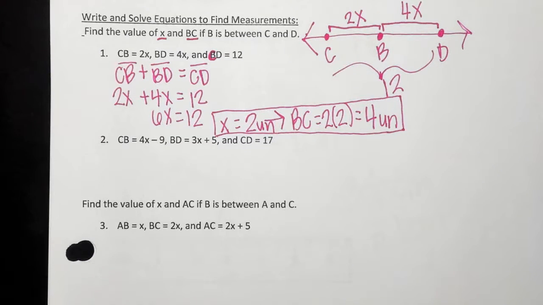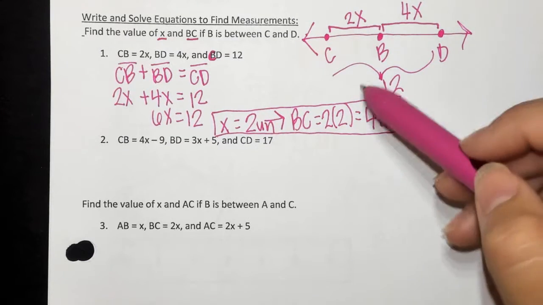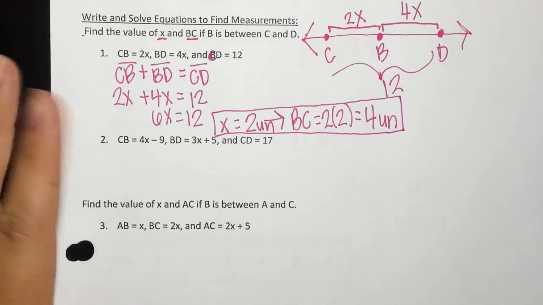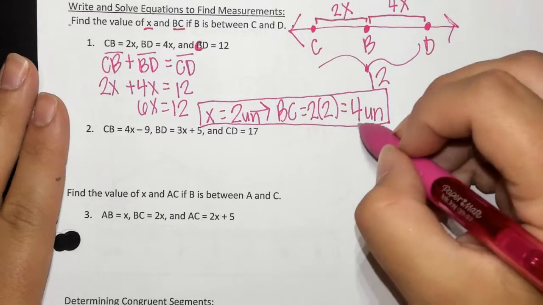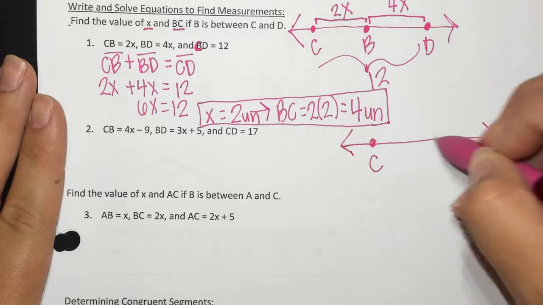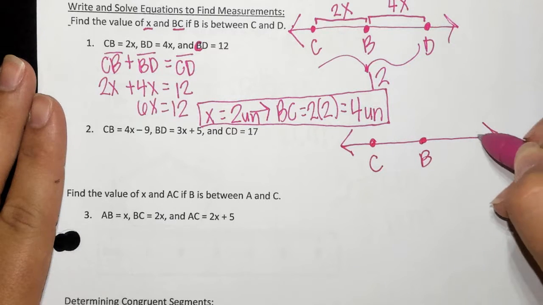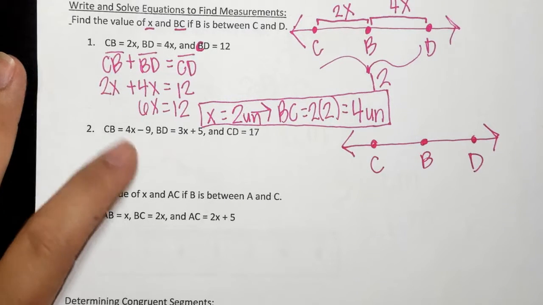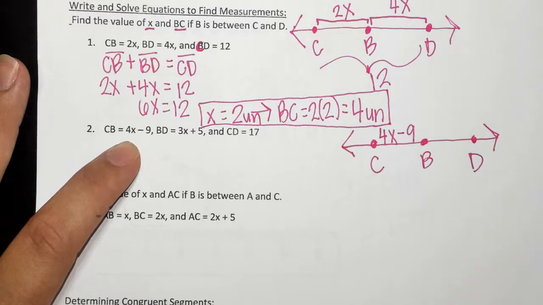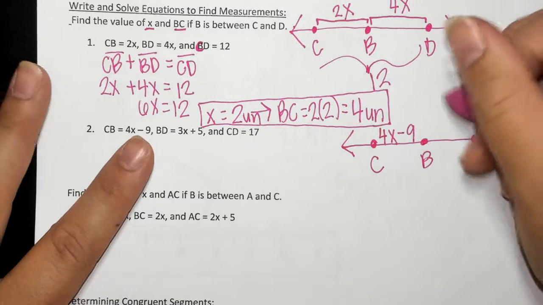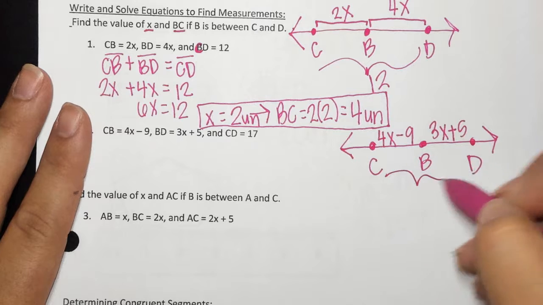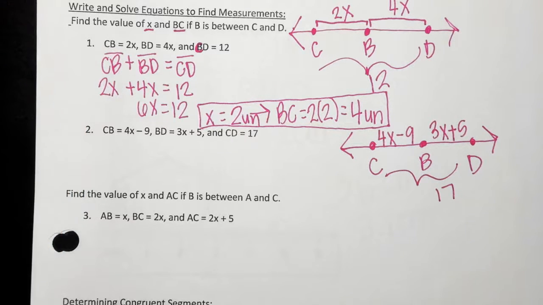All right, let's do it again. Now, some of you could use the same line. I don't like to use the same line because I already wrote on that line. Okay? I like things to be semi-neat. So I'm going to draw my line again because I want to. It's the same line, same points, but I like to see exactly where I'm writing. Say 4x minus 9 is CB. BD is 3x plus 5. And the whole thing is 17.